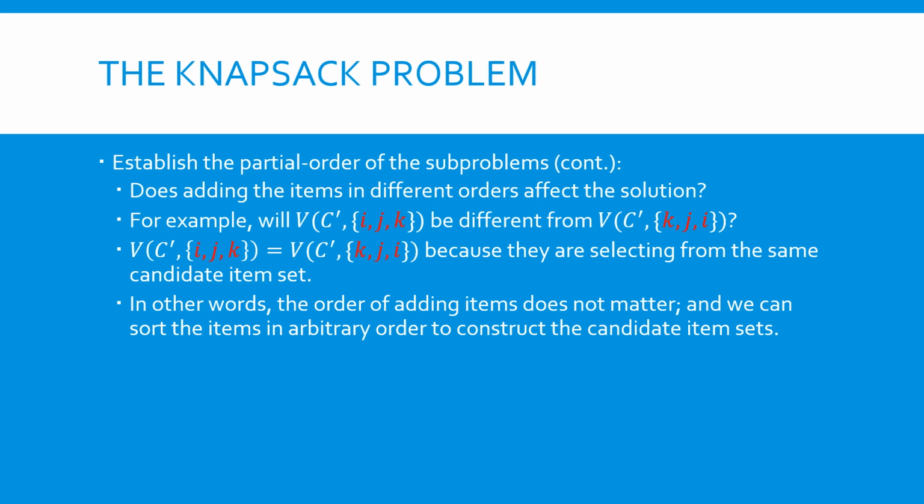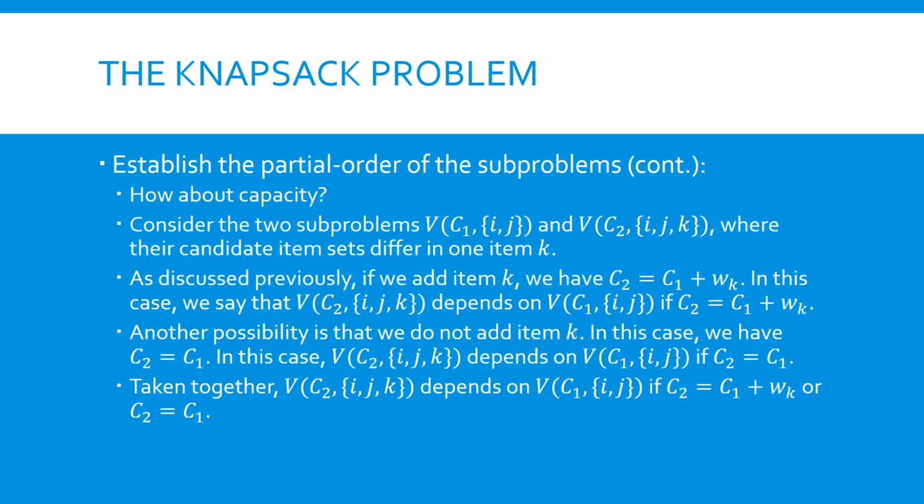In other words, we can add the items in any order, and it won't affect the optimality of the solution. Next, let's look at the constraint on the capacity. We know that one way to construct a larger problem is to add a new item, say K, into the backpack. In this case, the backpack requires an additional WK units of capacity to hold the item. It implies that the capacity difference between two dependent subproblems should be WK, where K is the item that differentiates the two corresponding candidate sets.